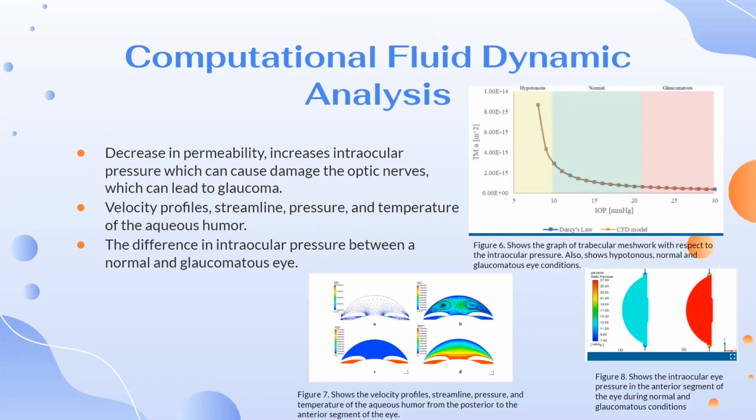Since aqueous humor flows from the posterior to the anterior to the trabecular meshwork and out Schlemm's canal, a blockage of Schlemm's canal will increase pressure in the anterior segment of the eye. Computational fluid dynamics modeling helps us understand how a decrease in permeability leads to an increase of intraocular pressure in the posterior and anterior segment of the eye, which causes optic nerve damage that leads to the development of glaucoma. These modelings and analyses help predict the development of glaucoma, which allows for early treatment.